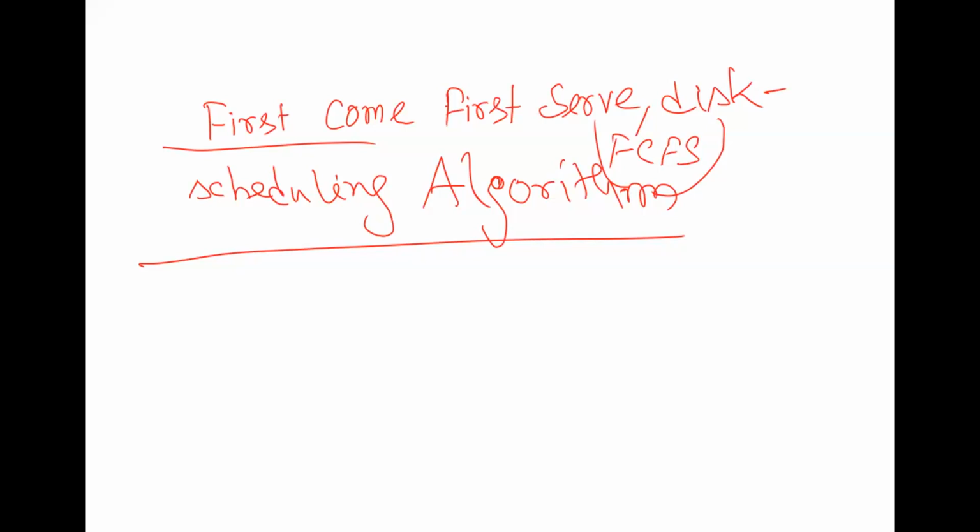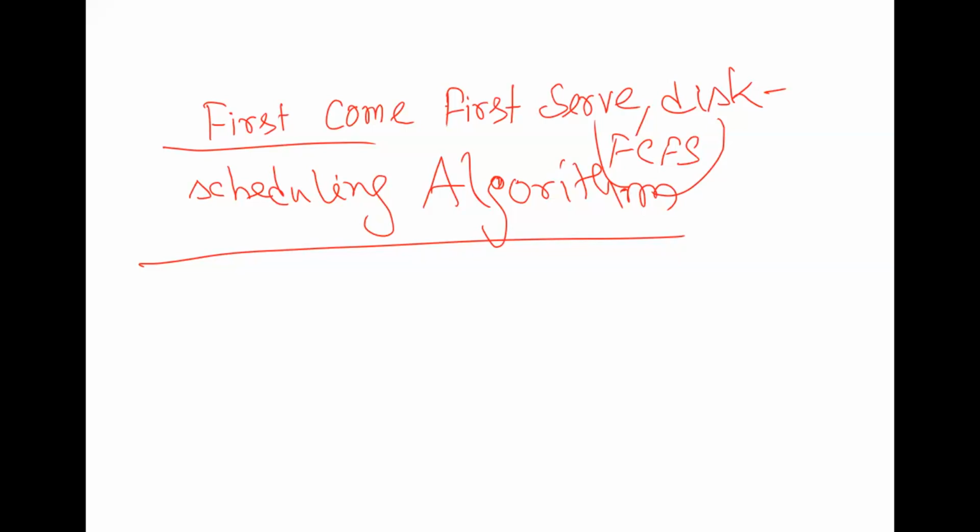So what would be the benefit here? There will be no starvation problem, because it is not a priority based algorithm. If it were priority based, there could be some starvation problem. But here, the process that comes first is simply served first, so there is no starvation problem.